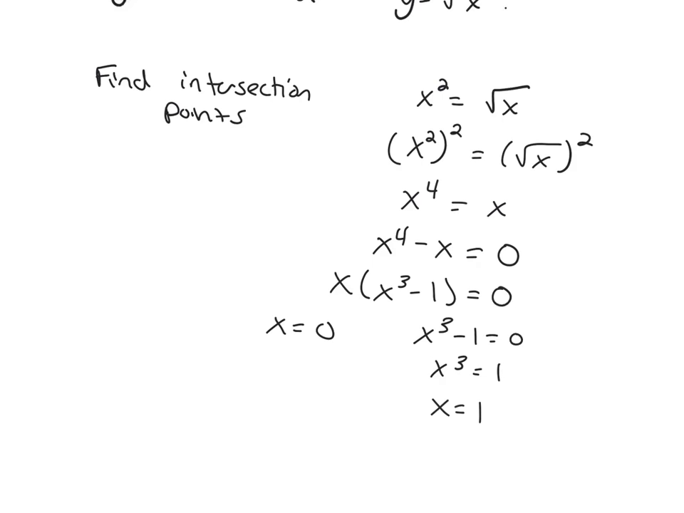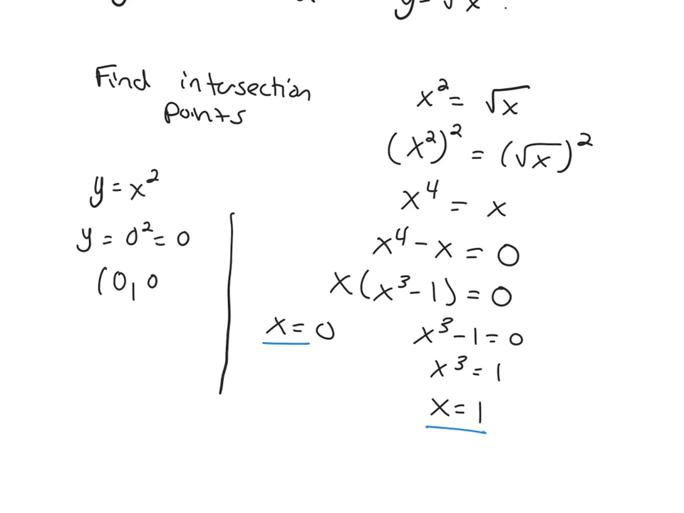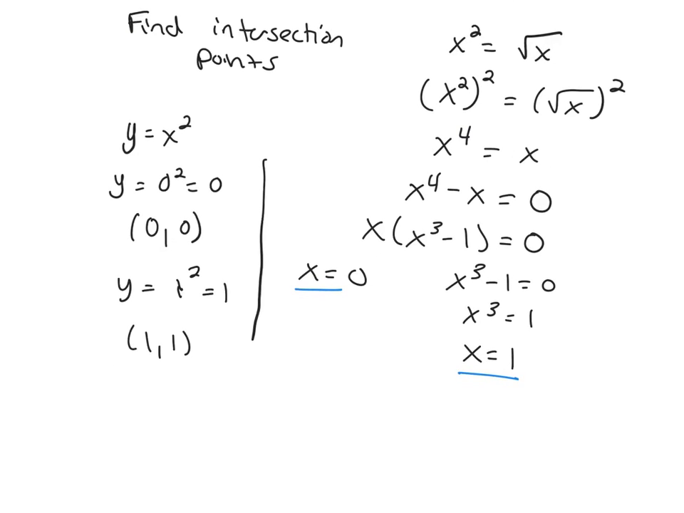Okay. So those are my two x coordinates of my intersection points. Maybe I'll underline them. I need the y coordinates, so you're going to plug these x values into either one of the functions, it doesn't matter. You're going to get the same number back. So let's plug them into y equals x squared. If I plug in 0, you'll get 0. So your first intersection point is 0, 0. If you plug in 1, you get 1. So my two intersection points are 0, 0, and 1, 1.